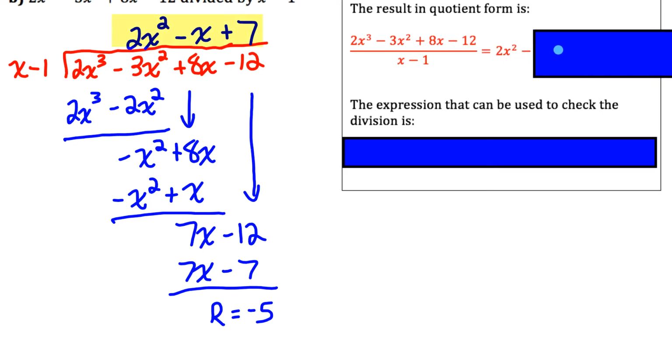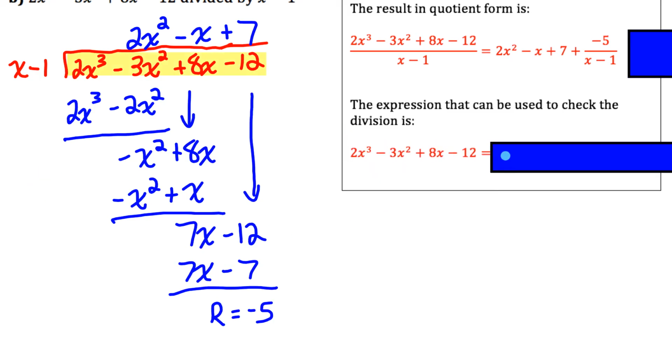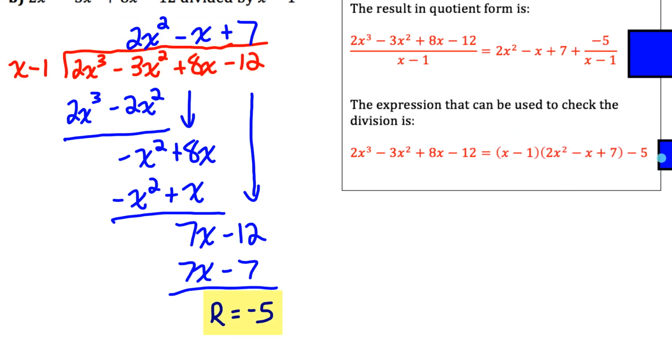equals the quotient plus the remainder over the divisor. But this time it's plus a negative. So instead of having plus negative 5 over x minus 1, it could just be minus 5 over x minus 1. That's fine too. And also multiplication statement, we write our dividend equals, it's the product of our divisor and our quotient plus the remainder.